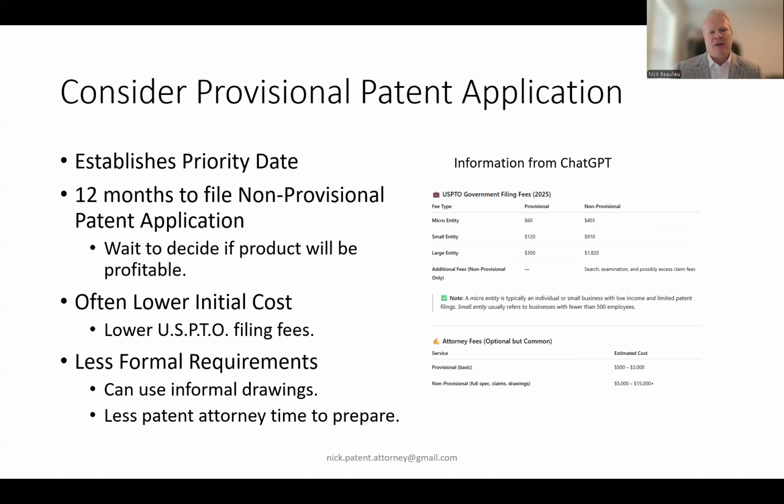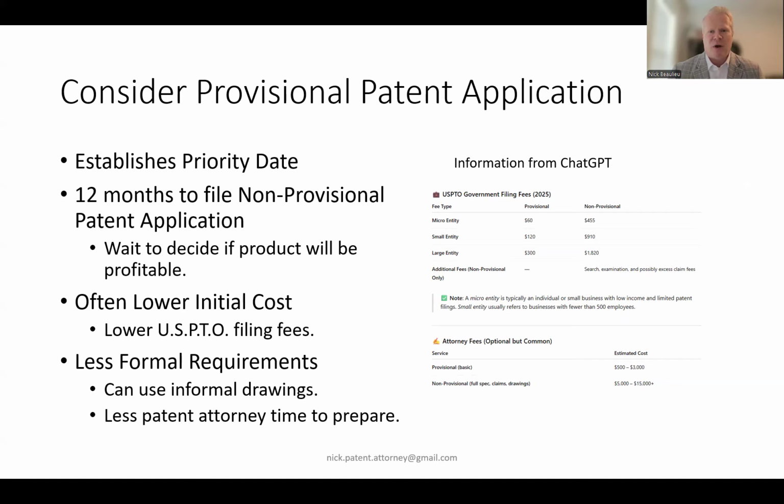And the provisional applications are often less expensive because there are less formal requirements for drawings. For example, it could be hand drawings. A lot of times, if you did a journal article, that'll cover most of the explanation. So because there are less formal requirements, there are lower fees for the patent attorney for preparing that.